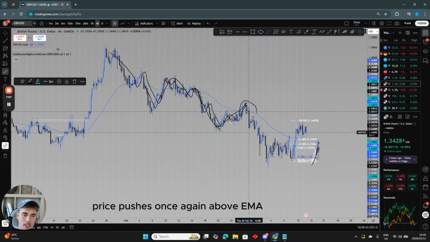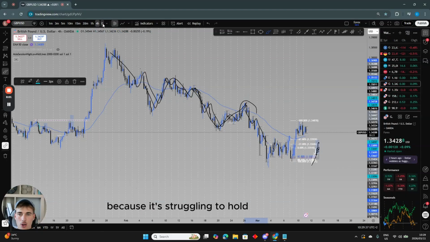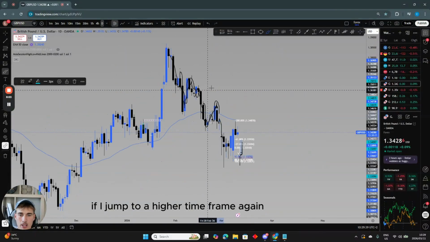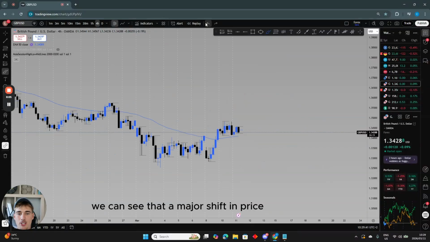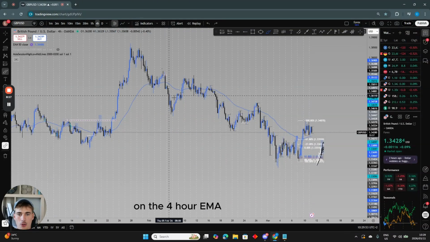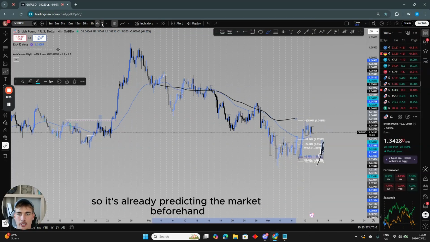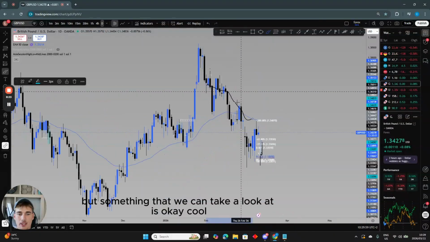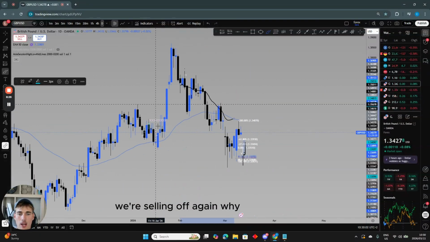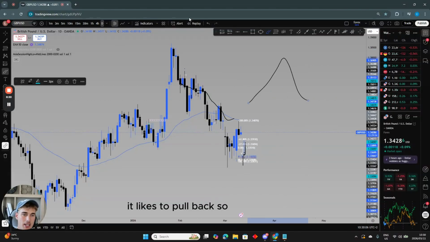And as we're going like that, we're creating those lower highs and lower lows, right? Price pushes once again above EMA, but then starts to fall because it's struggling to hold. If I jump to a higher time frame again, we can see a major shift in price. Let's just remove all of these things here. On the 4-hour EMA, we are traveling below price at this level, so it's already predicting the market beforehand. But something that we can take a look at is, okay, cool, we're selling off again.